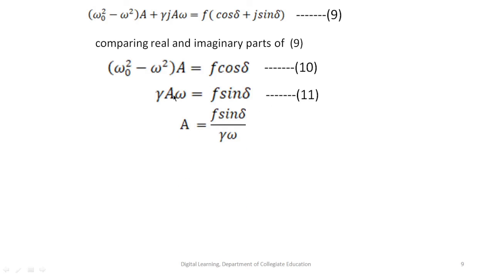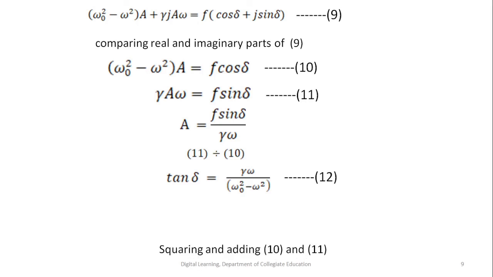From equation 11, dividing by nu omega, we get a is equal to f sin delta by nu omega. Dividing 11 by equation 10, f will get cancelled. Sin delta by cos delta is tan delta. Here a will get cancelled. So tan delta is equal to nu omega divided by omega naught square minus omega square. Call that equation number 12.